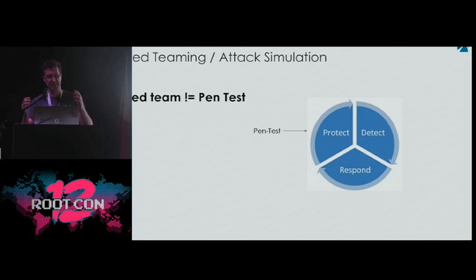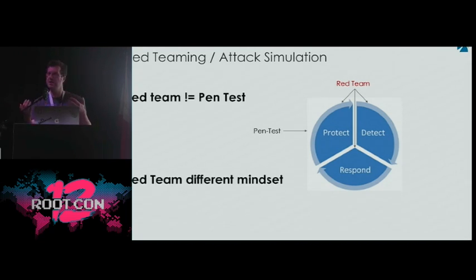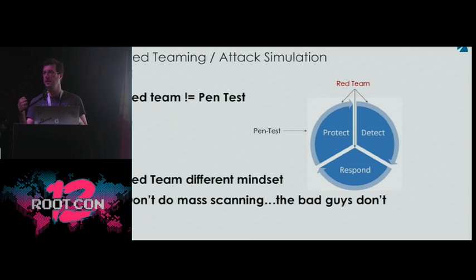But when we talk about pen testing, we're talking about limited scope, limited IP addresses, very, very focused on what you're doing. When we talk about red teaming, we're talking about protection, detection, and response. So getting in is one thing, but actually seeing somebody doing something and doing something about it is something else, and that's really important. As I said, red team has a completely different mindset, so it's typically low and slow and not running Nessus or something like that. Don't do mass scanning, the bad guys don't do it, they don't normally need to.